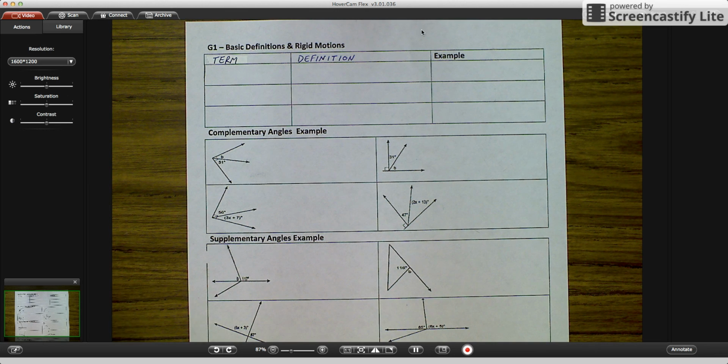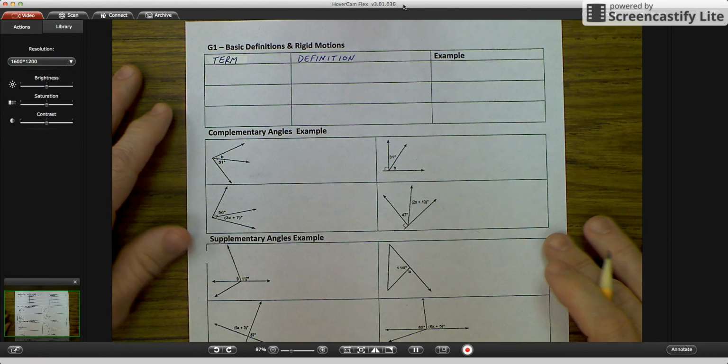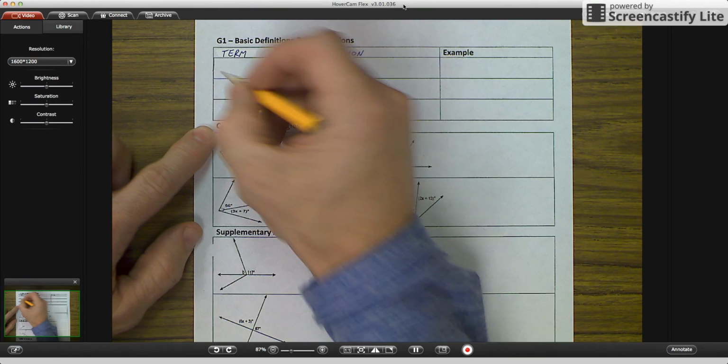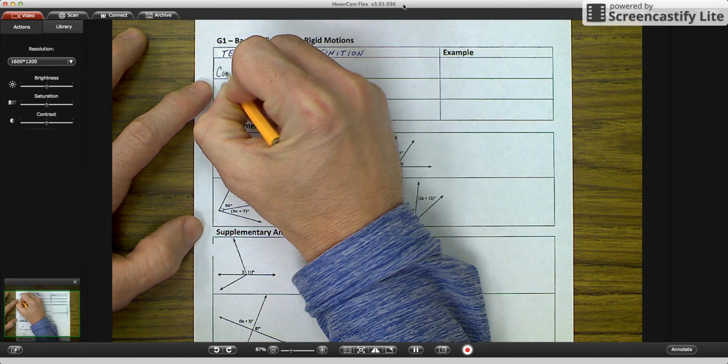Okay, today we are moving into angles, and we're going to talk about three different types of angles. The first type of angle we're going to talk about is a complementary angle. So I'm going to write that up here, complementary.